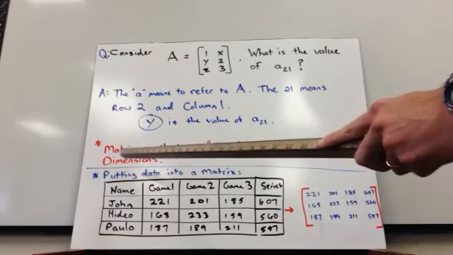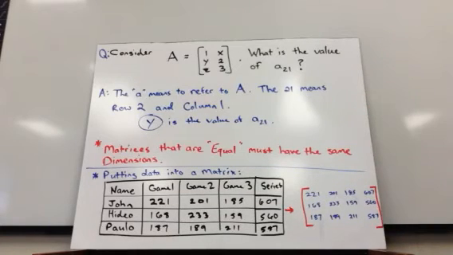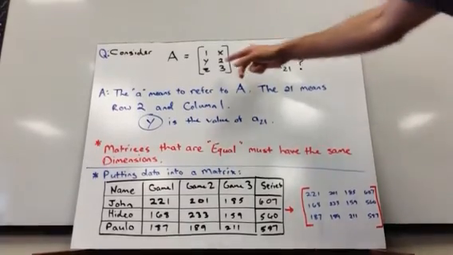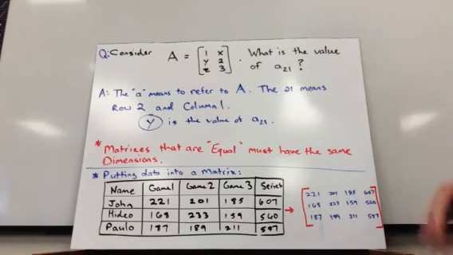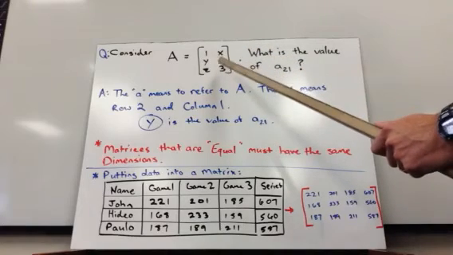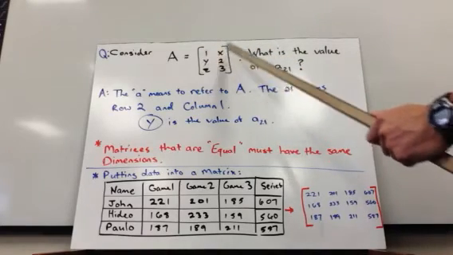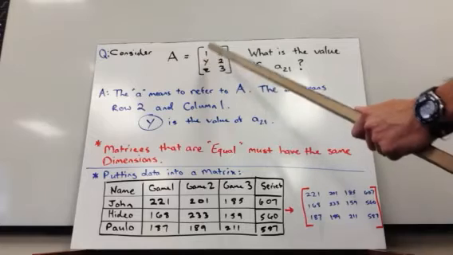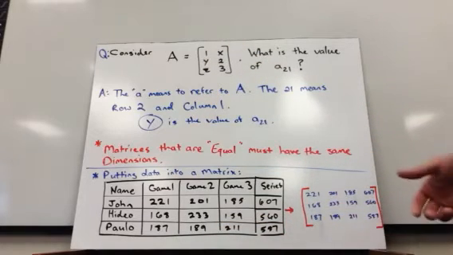In red right here, you see that it says matrices that are equal must have the same dimensions. So we can actually put two matrices together, put an equal sign between them. But if they don't look like they're the same matrix in dimensions senses, then they can't be equal. So for this matrix A to be equal to another matrix, you would have to see another one that had 6 elements total with 3 rows and 2 columns. So we would have to investigate that.